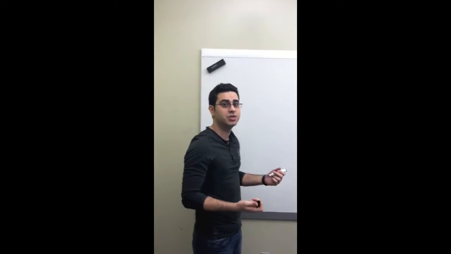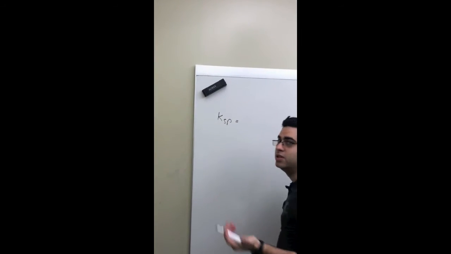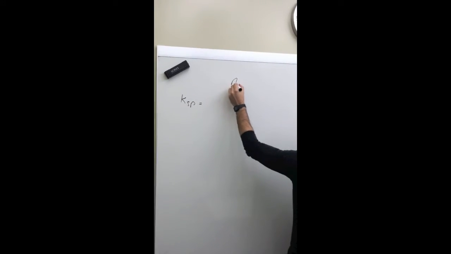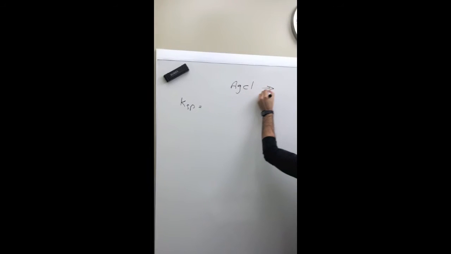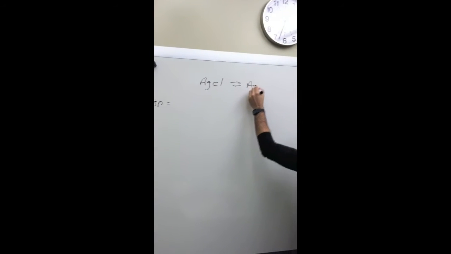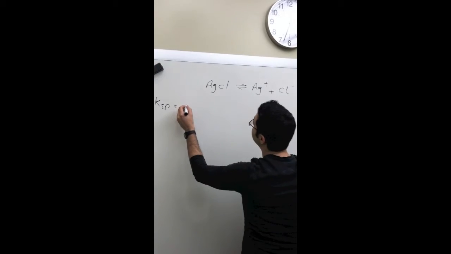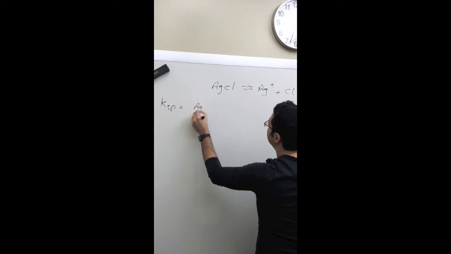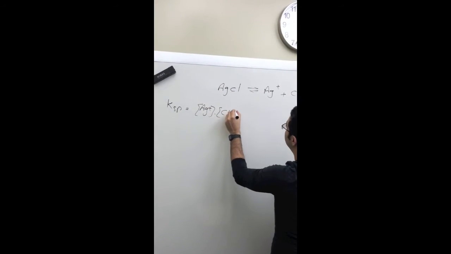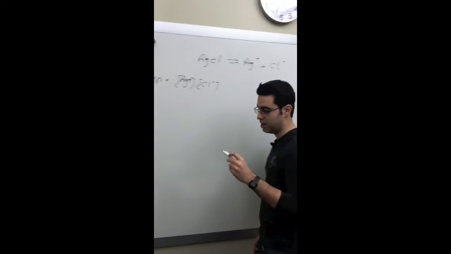Solubility, we have two expressions. We have KSP, which is the solubility product at equilibrium, which for example, for a reaction like AgCl, we're gonna have the... because it's solid.